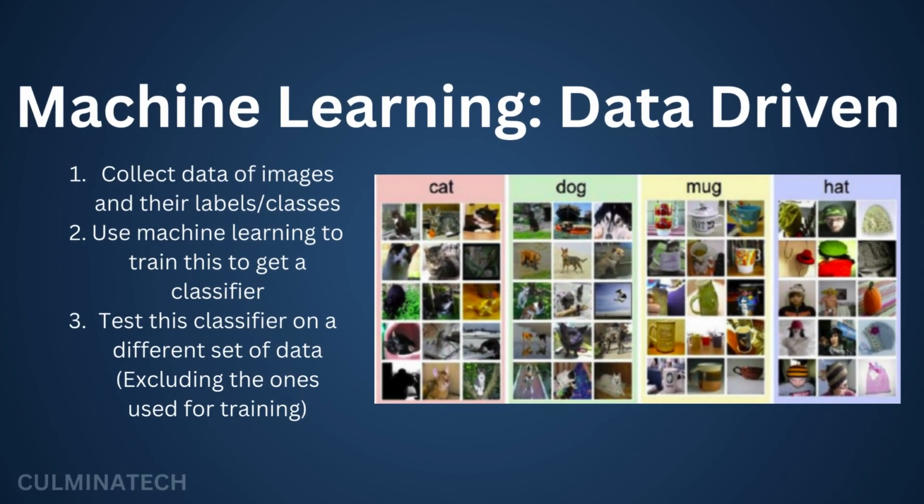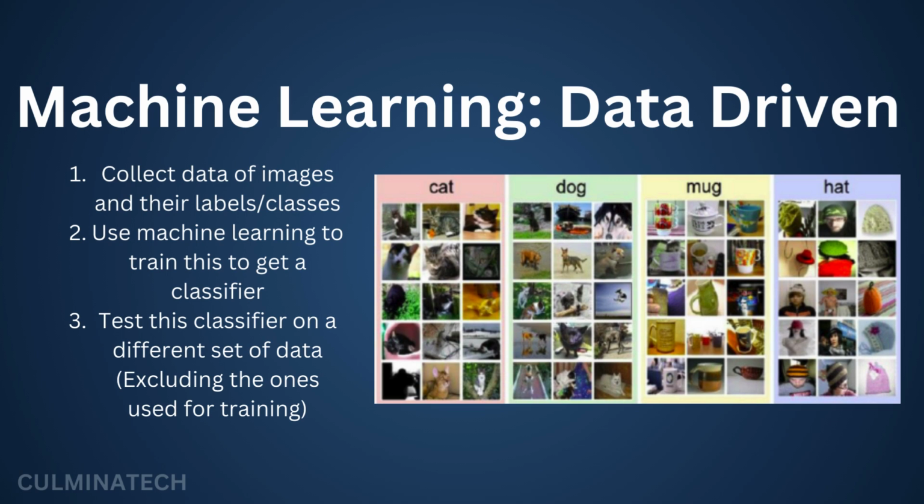So machine learning is data driven. First you need to collect data of images and their labels or classes. Then you use machine learning to train on this to get a classifier. Then you test this classifier on a different set of data, excluding the ones used for training. Let's say you have 1,000 images of cats labeled as cats, thousands of dogs labeled as dogs, thousands of mugs, and thousands of hats.